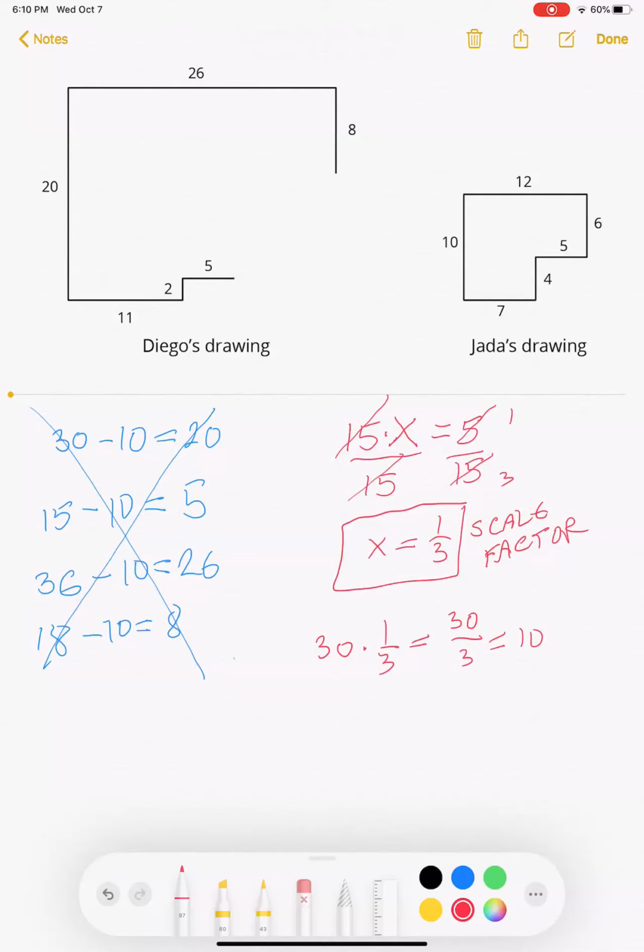She did the same thing with the original side length that's 36 units long. She multiplied it by the same scale factor. 36 times 1/3 is the same as 36 divided by 3, and that's equal to 12. Then the side length of 18 on the original figure times 1/3 is the same as 18 divided by 3, and that's equal to 6. Then she went all around, and clearly she was able to get the correct scaled copy.